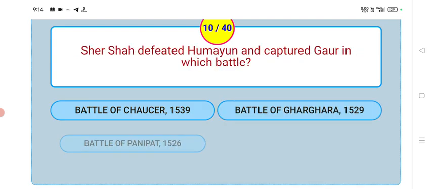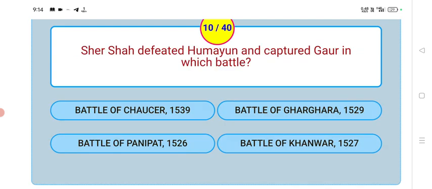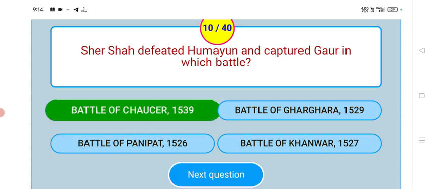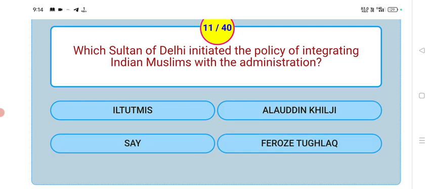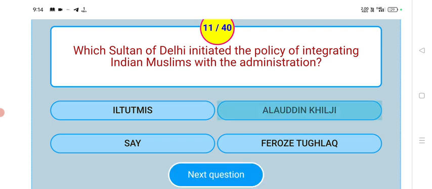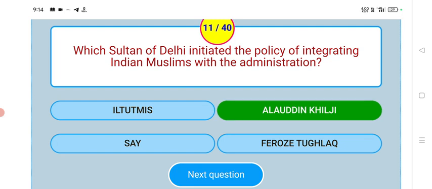Next, Sher Shah defeated Humayun and captured Gaur in which battle? Answer, Battle of Chausar, 1539. Sher Shah defeated Humayun and captured Gaur in the Battle of Chausar, 1539. Next, which Sultan of Delhi initiated the policy of integrating Indian Muslims with the administration? Answer, Alauddin Khilji.